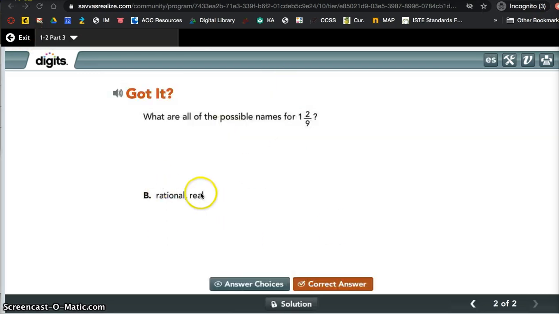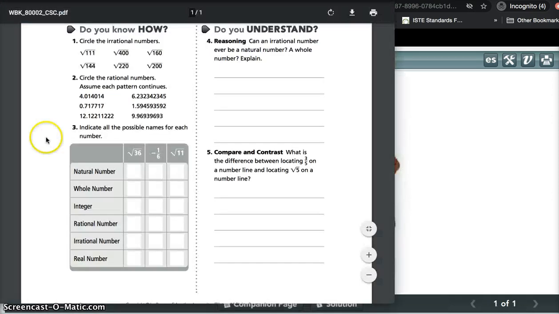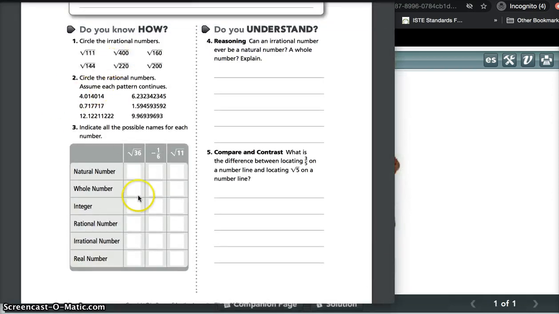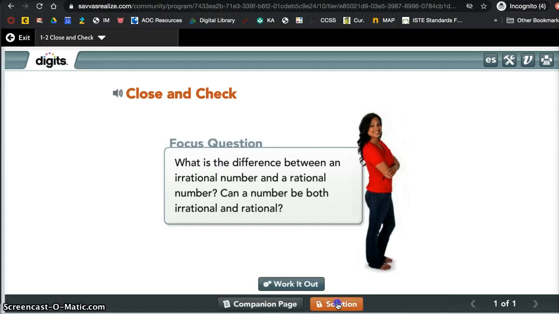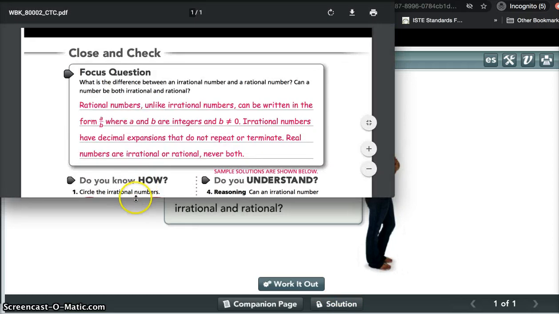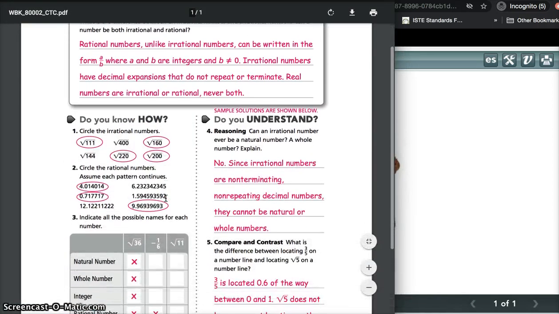And so we'll check our work. We're correct there. Go ahead and do numbers 1 through 3 in your close and check, and then come on back to check your work using these answers. Pause the video to check your work.